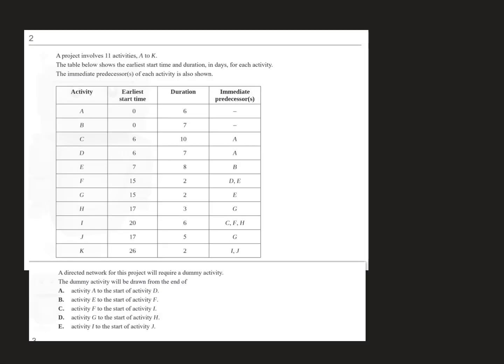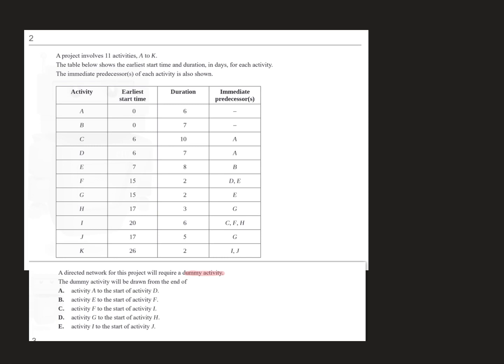Okay, so with this question, we've got a precedence table or whatever, and we've got all the activities. We've got no diagram, but they're asking us if we did draw the diagram, the project will require a dummy activity. Okay, and they ask, where is that dummy activity?